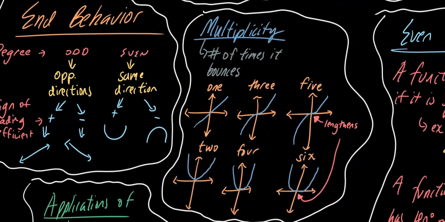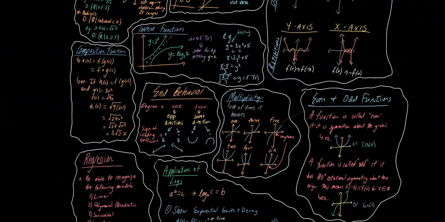Now, here's another thing. Multiplicity is basically just how many times something bounces. And we can see here as we go from 1, goes to 3, it stretches a little bit, goes to 5, stretches a little bit more, we go to 2, it's kind of normal, 4, it stretches, 6, it stretches. And that's basically all we need to know about that.